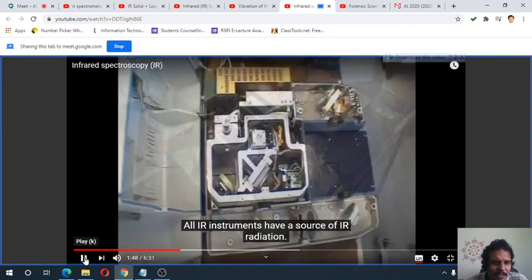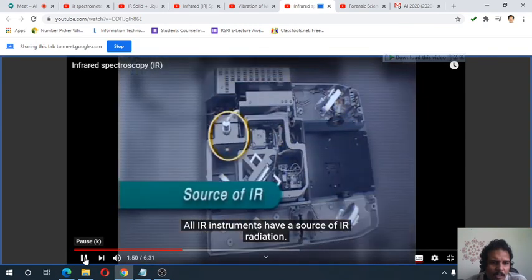Now you can see the cut section. All IR instruments have a source of IR radiation. Okay, see the cut section of our IR spectrometer. You can see step by step. It will be very useful.